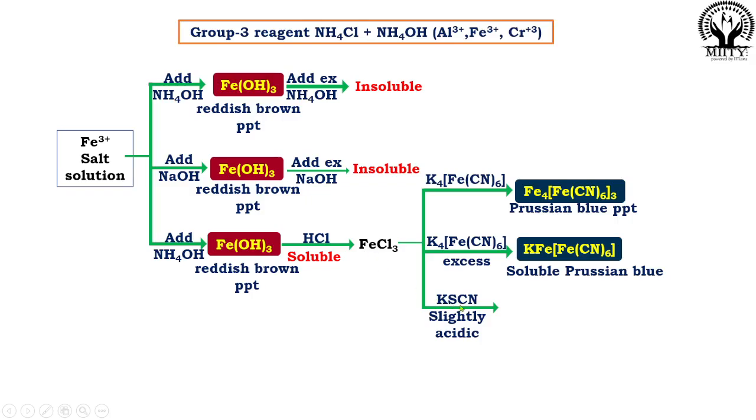To the FeCl3 solution, if I add potassium thiocyanate in slightly acidic medium, SCN- combines with Fe+3 and forms the corresponding blood red solution, [Fe(SCN)]2+. Of course, Fe(SCN)3 is also possible, as is [Fe(SCN)]2+. So this is a test for Fe+3 salt solution.